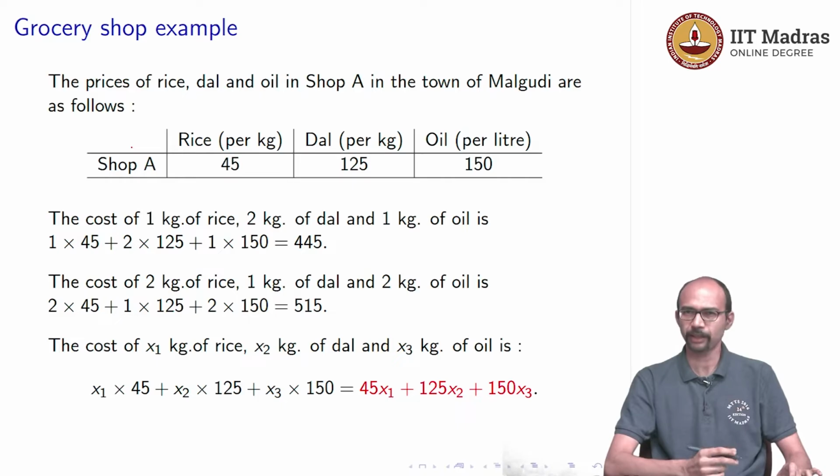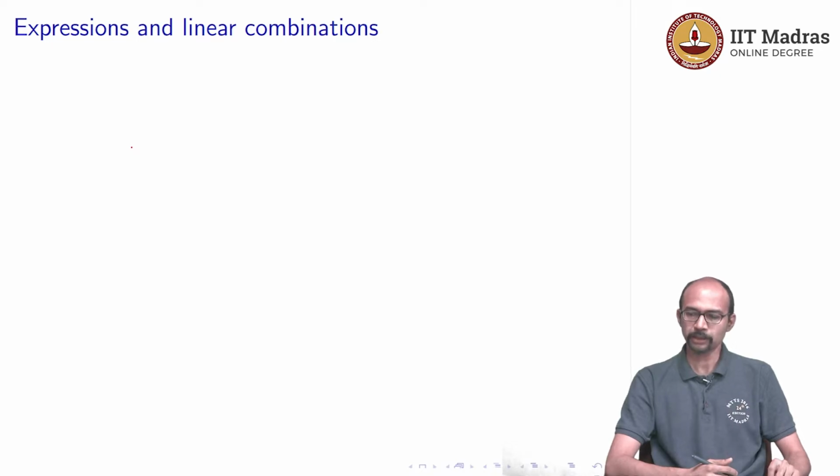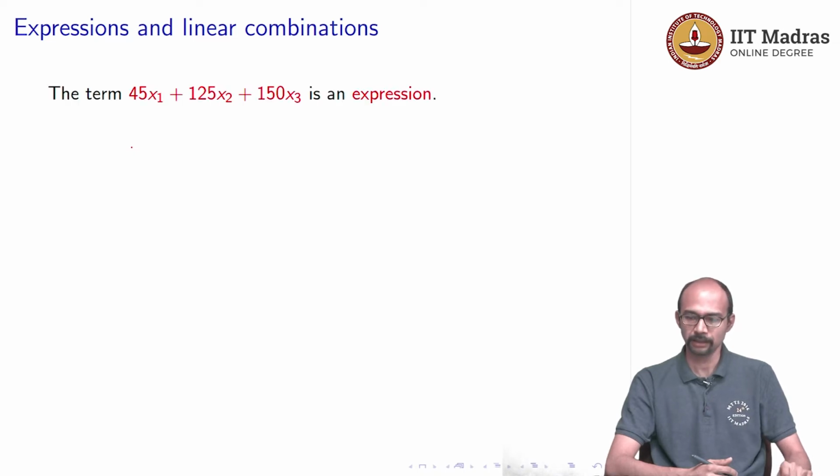So, we have seen this kind of idea before also, this is not the first time we are seeing it in this course, but I wanted to remind you of this. Okay. So, let us quickly summarize this in terms of what is an expression and what is a linear combination. The term 45 x1 plus 125 x2 plus 150 x3 is an expression. I want to explicitly say this because sometimes there is a confusion about what is an expression and what is an equation. So, this is not an equation, this is an expression.